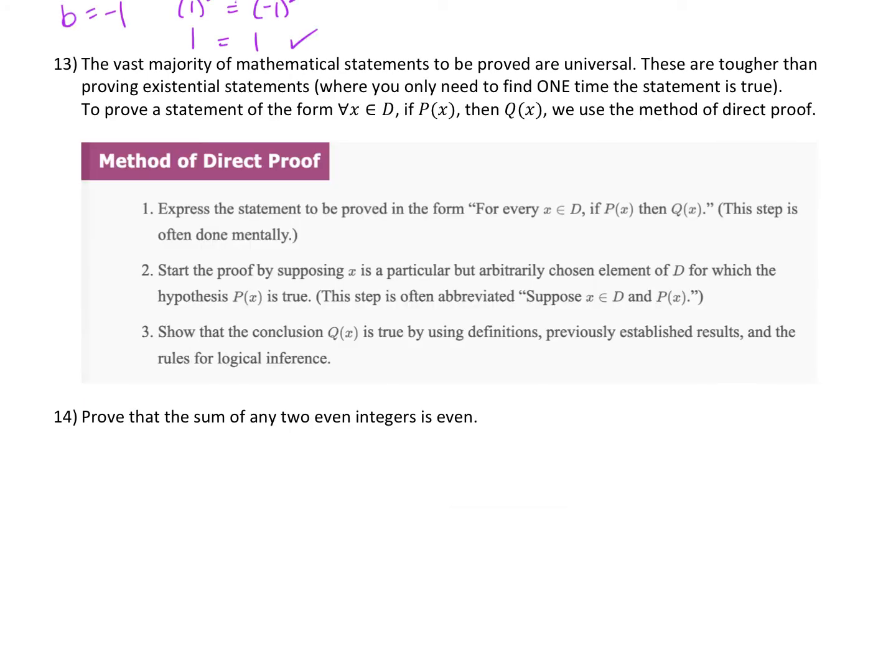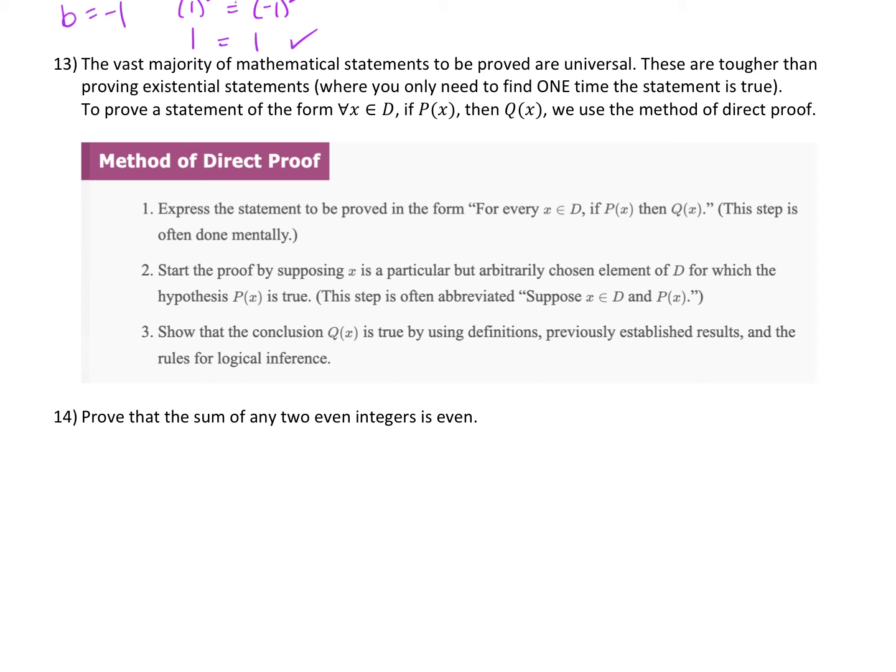So we've proven existential statements, and we've disproven universal statements, but the vast majority of mathematical statements that we want to prove are universal. These are tougher than proving existential statements, because in existentials, you only have to find one time the statement is true. You can just go searching for a value that works.